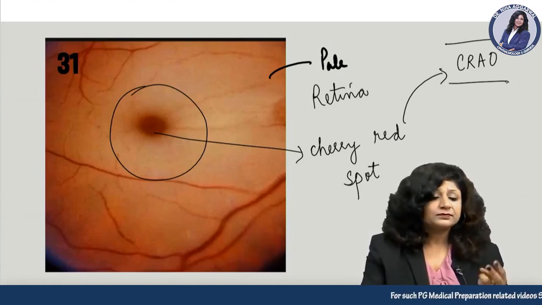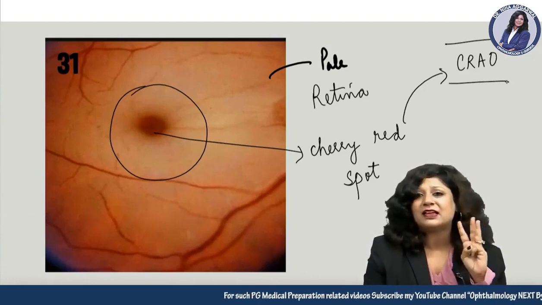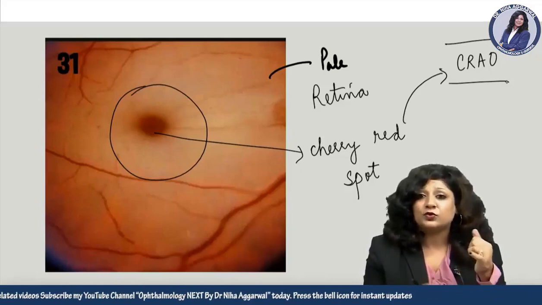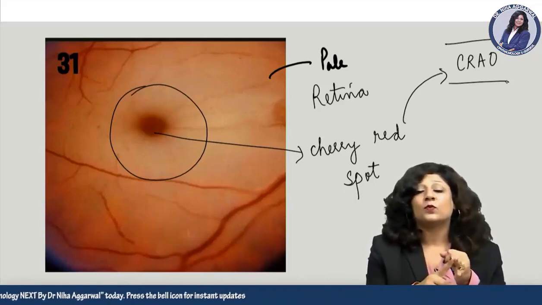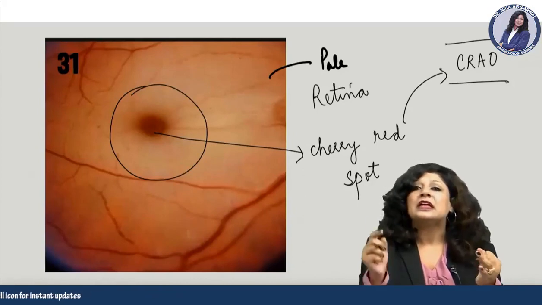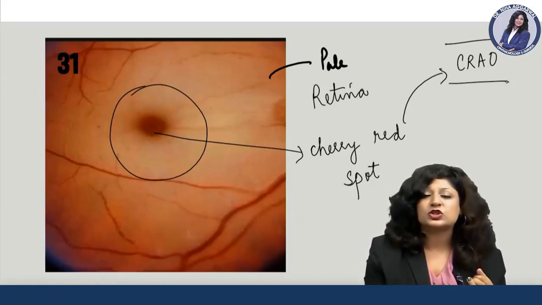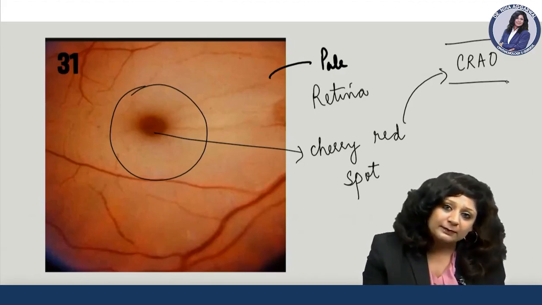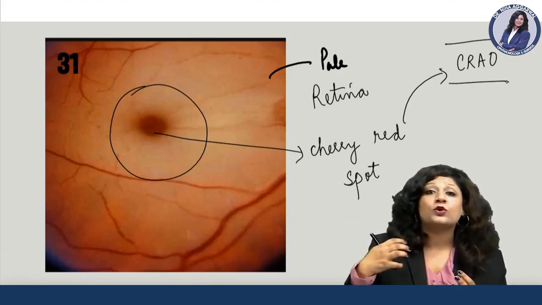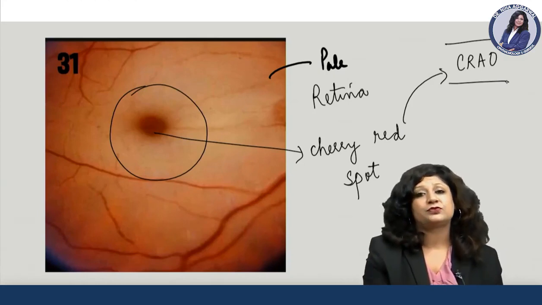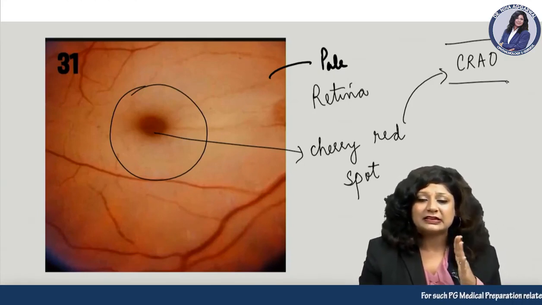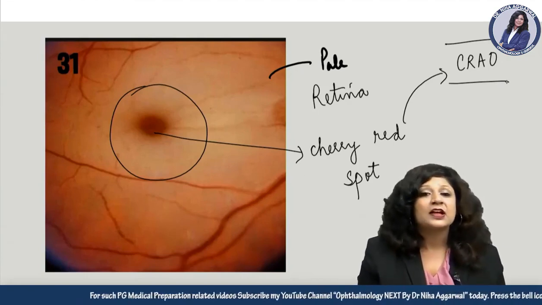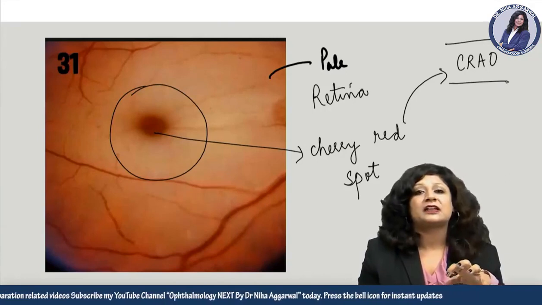Now, three things are always to be remembered, three things are most important in cases of CRAO. First of all, you get this cherry red spot. Second, why do you get this cherry red spot? It is not due to blood accumulation, it is not pigment accumulation, rather it is the only normal area where the choroid continues to shine through the fovea centralis, while the rest of the retina has become pale.